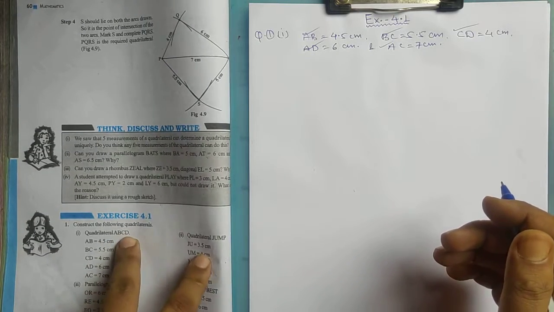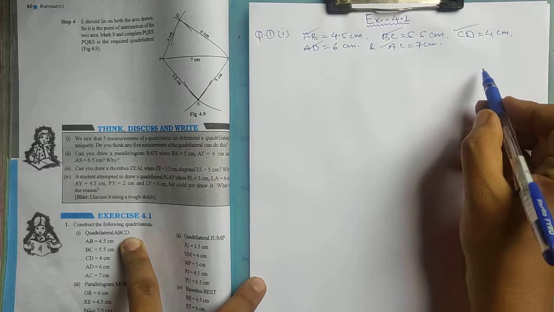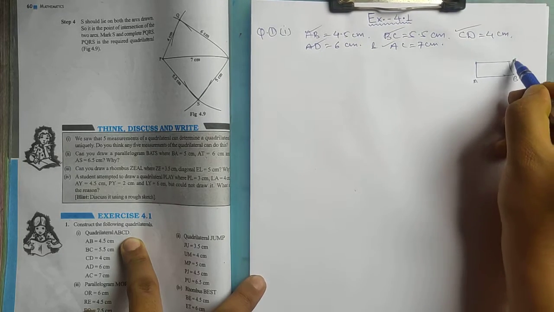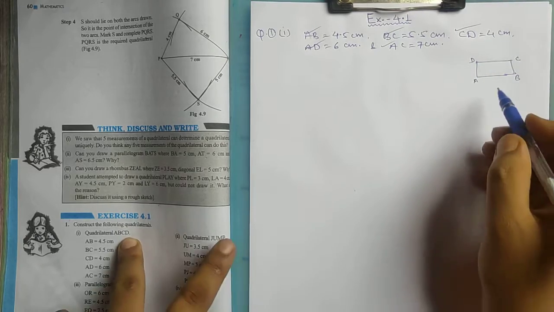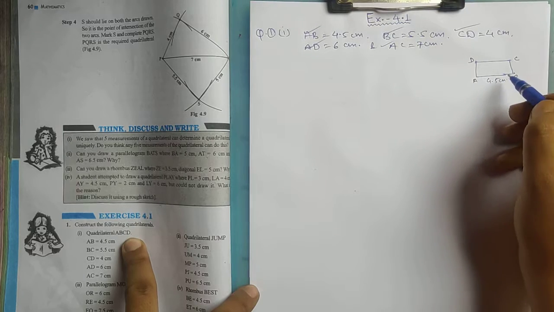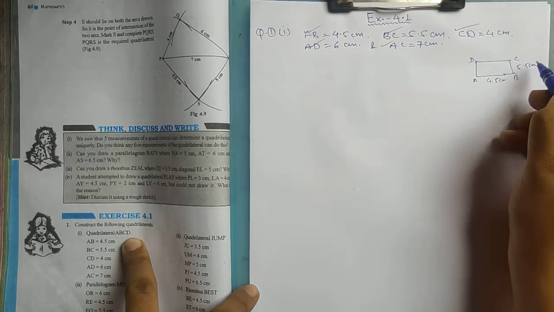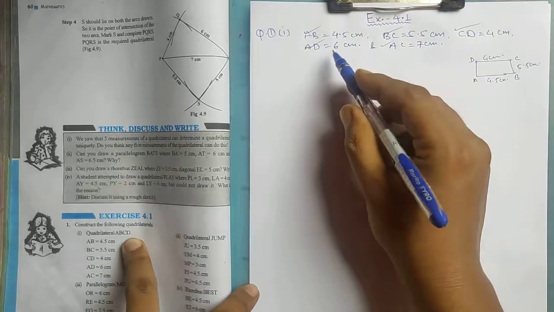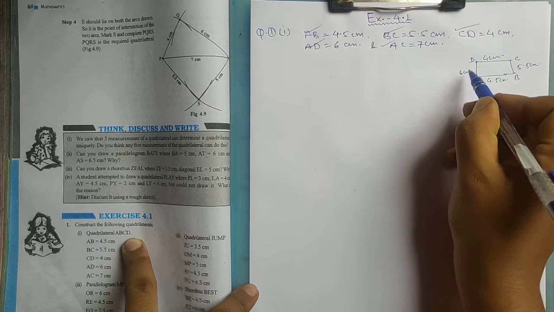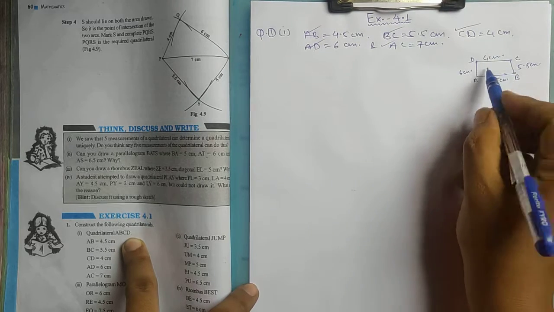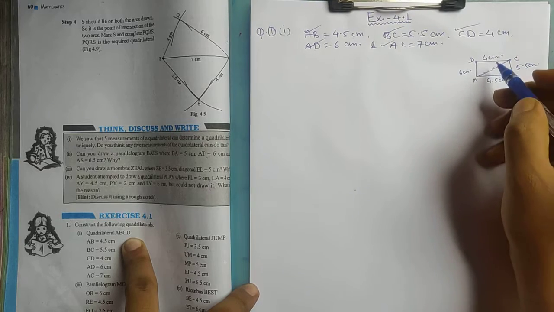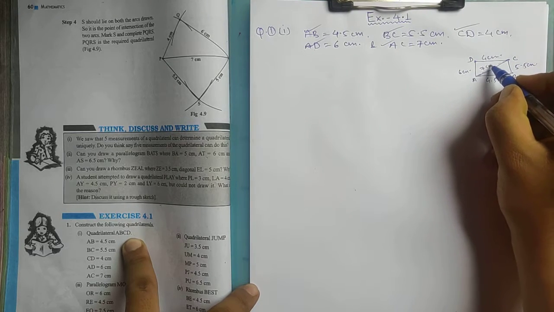So what is the name of the quadrilateral? It is ABCD. Suppose ABCD is a quadrilateral. How many sides are given there? AB equal to 4.5 centimeter, BC equal to 5.5 centimeter, CD equal to 4 centimeter, AD is 6 centimeter. Now one more measurement is given, AC equal to 7 centimeter, that means the diagonal of the quadrilateral is 7 centimeter.